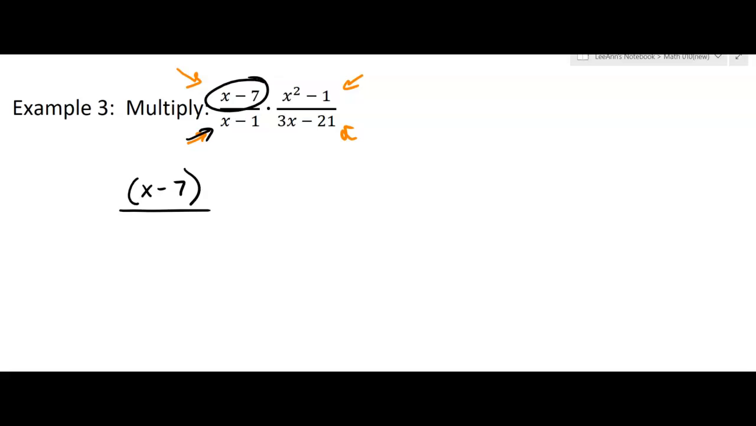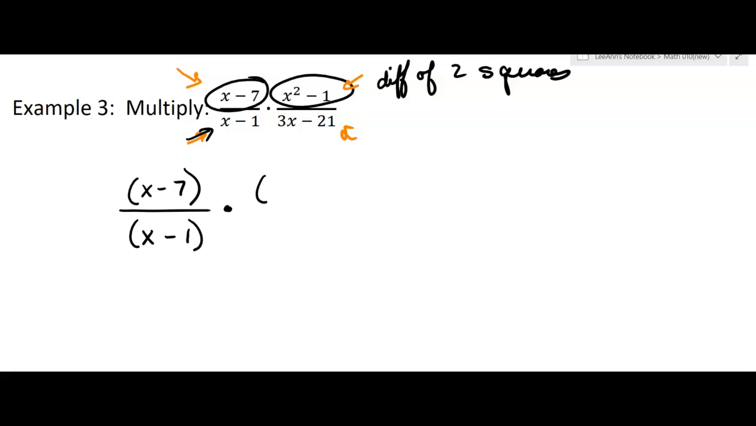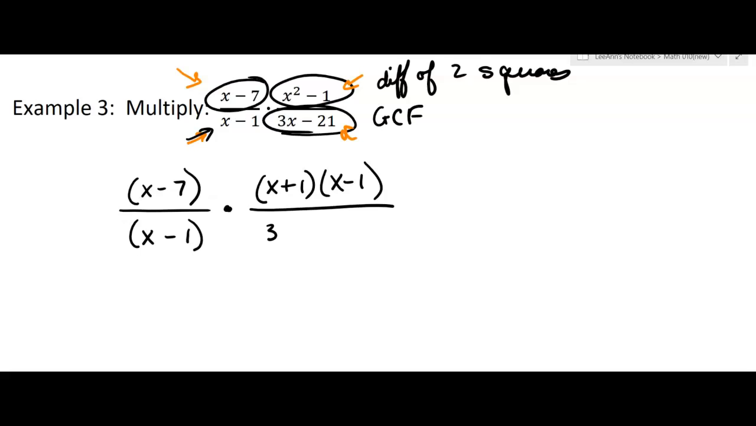In the denominator here, same thing. It's a factor of x minus 1 times, dot for multiplication. Now I want to factor x squared minus 1. That's the difference of squares, the difference of 2 squares that we were learning about when we were factoring. So it factors into x plus 1 times x minus 1. And then I've got a denominator here. That's a GCF. There's a greatest common factor of 3. So I'm going to factor out the 3 and have x minus 7. So I've done all the factoring that I can do.